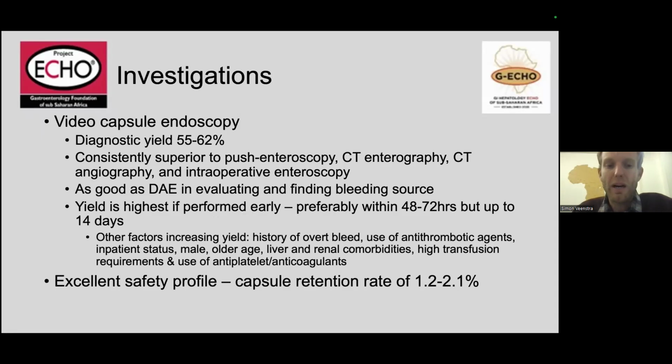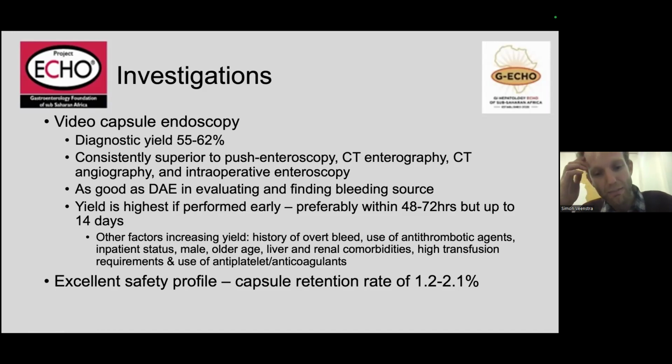Importantly, its yield is highest when performed within the first 48 to 72 hours, but the yield is still very good up to 14 days. And so I think it's just to emphasize that time is crucial, and one shouldn't delay these investigations. Other factors that increase your yield are a history of an overt bleed, use of antithrombotic agents, if the patient is an inpatient, if they're male and older, and if they have comorbidities like liver and renal disease, and if they've had high transfusion requirements.